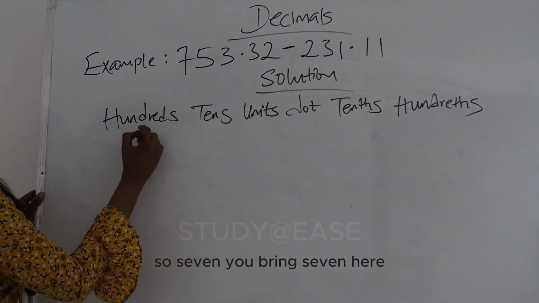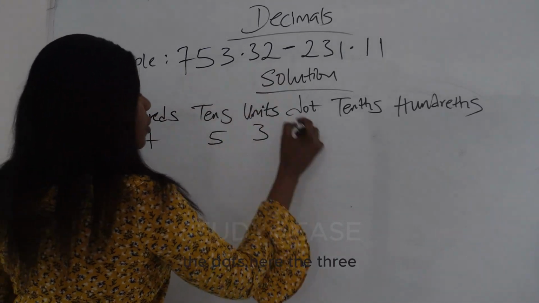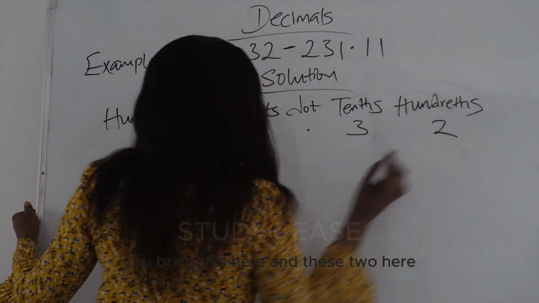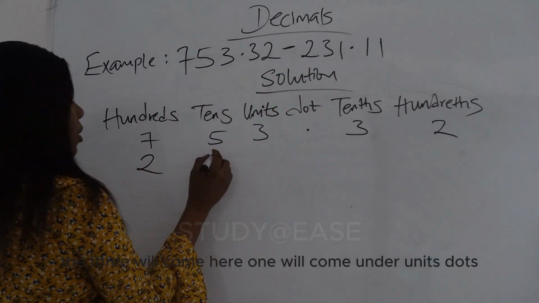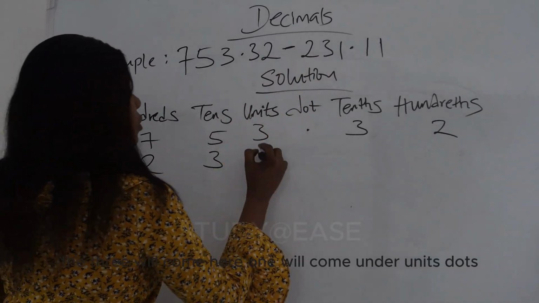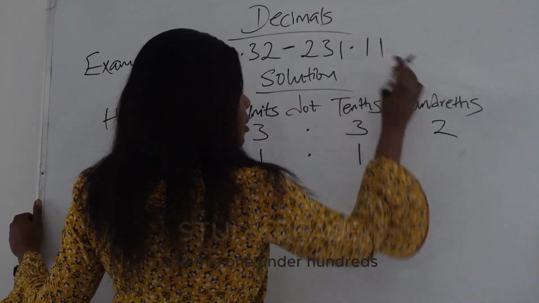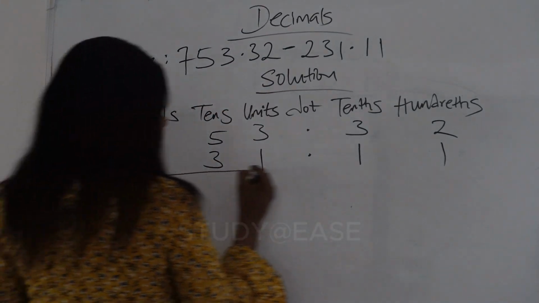So 7, you bring 7 here, 5 here, 3 here, the dots here, the 3 you bring it here, and this 2 here. Then this 2 you bring it here, the 3 will come here, 1 will come under units, dots under dots, 1 under tenths, and this 1 under hundredths. Then our sign, you bring it here.